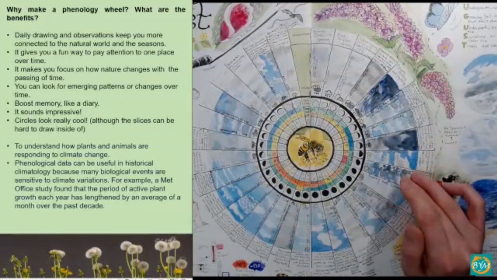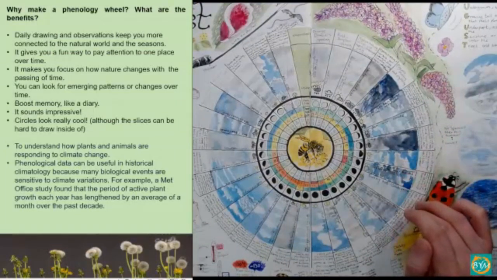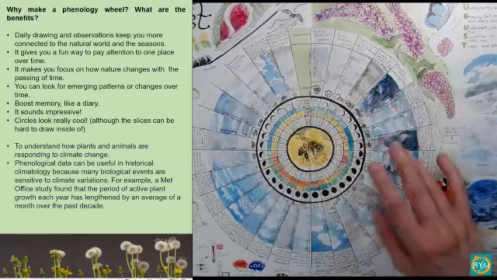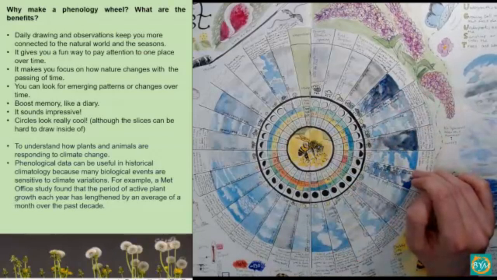You can look for emerging patterns or changes over time, but also, like any journal entry, it's going to boost your memory and you can use it like a diary. And then there's some funny reasons as well. It sounds impressive: "I've been working on my phenology wheel."